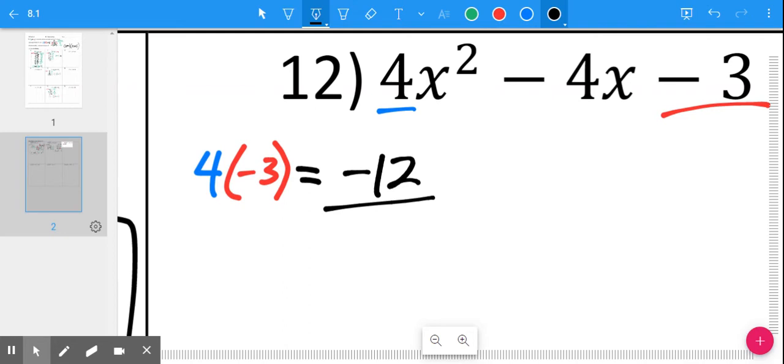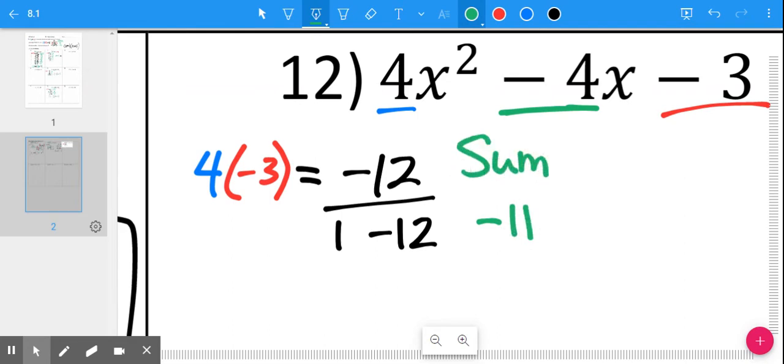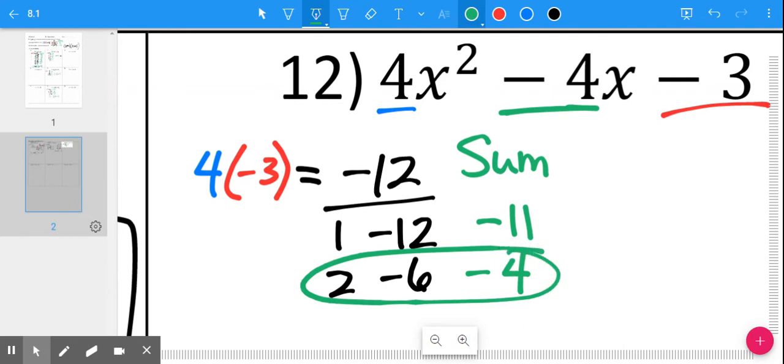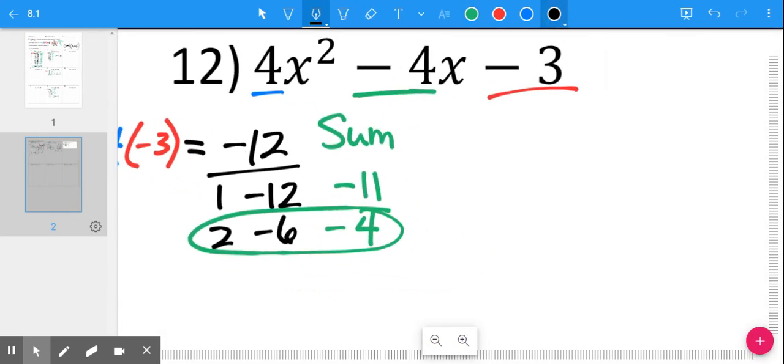Now, to make a negative 12 using multiplication, one of the numbers has to be positive and the other one has to be negative. Because your b value is negative, that lets us know that when we add these two numbers, the negative has to be the larger number, so that the overall sum is a negative. So if we have 1 times negative 12, that gives us negative 11 as a sum. 2 times negative 6 gives us negative 4 as a sum. There it is.